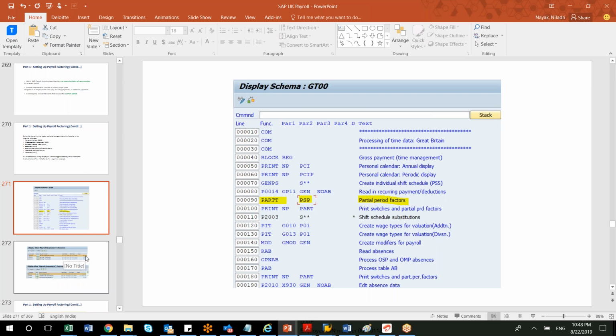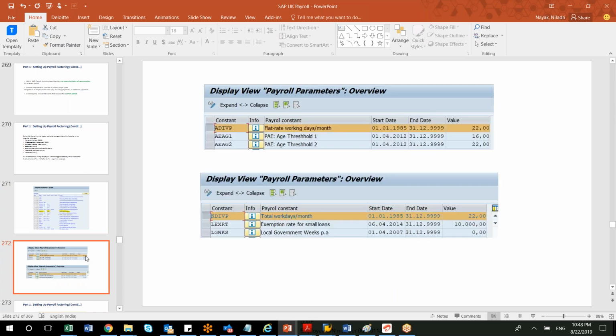Other than that, in the payroll constant table, many constants are maintained. Most of them relate to the number of days for a particular month, like KDIVP, total working days per month, and similarly the flat rate working days for a month. In the system we were given, it has been configured as 22. So for a particular month you consider 22 working days when running payroll for UK. This constant plays a major role whenever we calculate any kind of factoring. I'll come back to that constant.